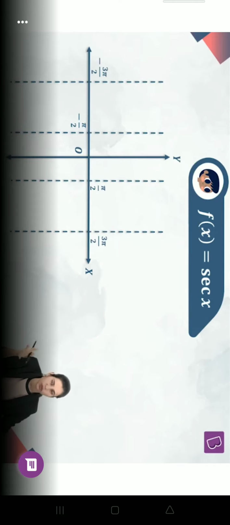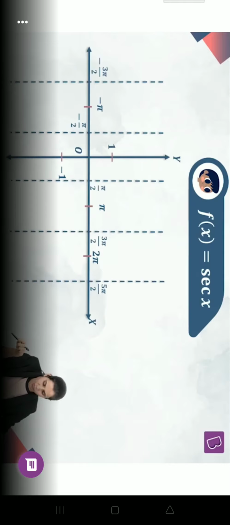Right? So what do we observe? That sec of an angle is greater than or equal to 1 or less than or equal to minus 1. It is never ever less than 1 or greater than minus 1. Which again means that sec of no angle is equal to 0. Sec is never ever 0.